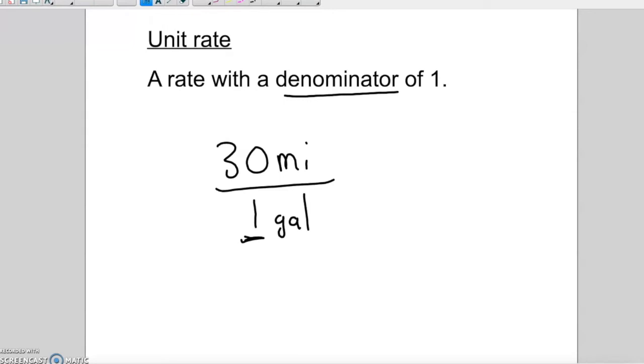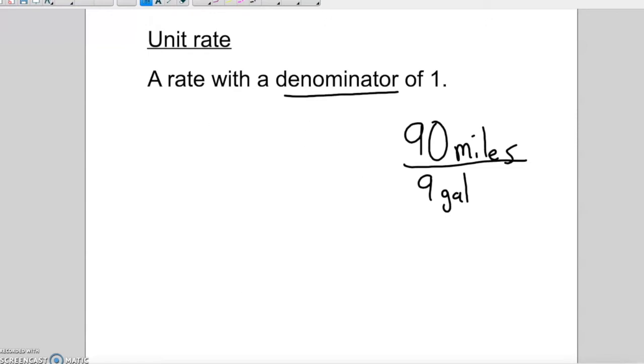And if I have, for instance, 90 miles, and I have 9 gallons of gas I use. Is this a unit rate? Well, the answer is no, right? But here's the cool thing. We can make it a unit rate. How do we do that, you say? Well, we said the denominator has to be 1. So it has to be 1 gallon here. Think about it. How do you go from 9 to 1? And we have to multiply or divide. In this case, we're dividing.